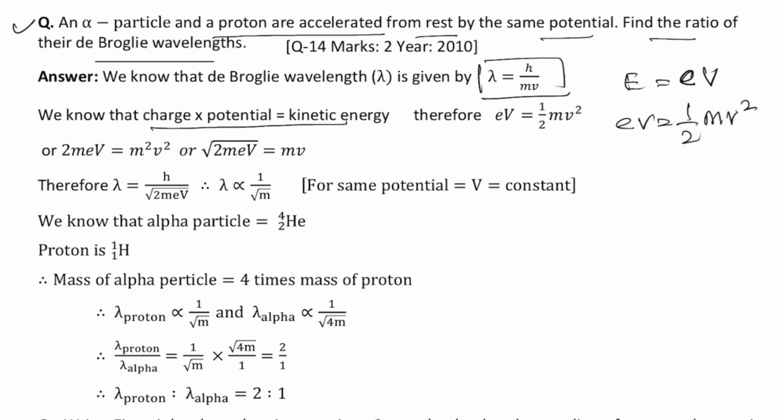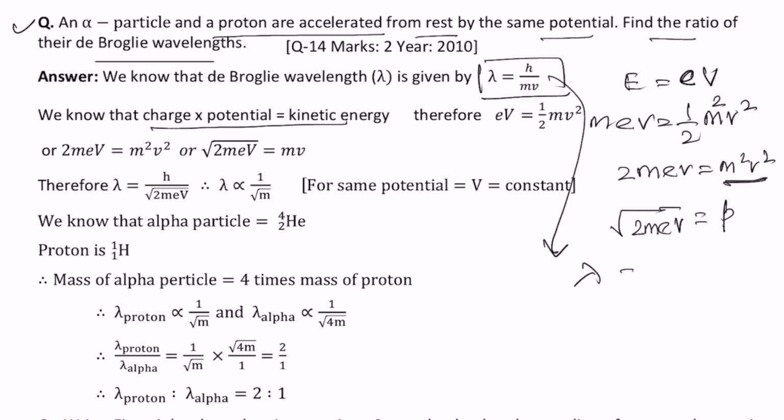If we multiply both sides by m, then we get 2m into eV equal to m square v square. This is the momentum squared. So root over 2m eV equals p, the momentum mv. So lambda is equal to h by root over 2m eV. If V is constant and charge is constant, then lambda is proportional to 1 by root over m.